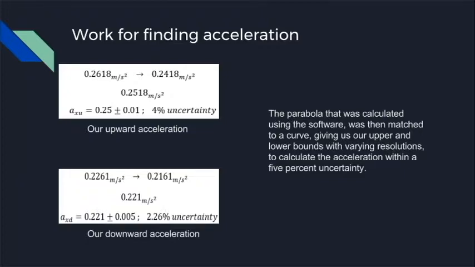For the bottom picture, we can see that we had a range from 0.2261 meters per second squared and 0.2161 meters per second squared. As we add those two together and divide by 2, we have an average for our acceleration downward of 0.221 meters per second squared. Using our two numbers we added together, we can calculate that we had a 2.26% uncertainty for our acceleration in the downward direction.